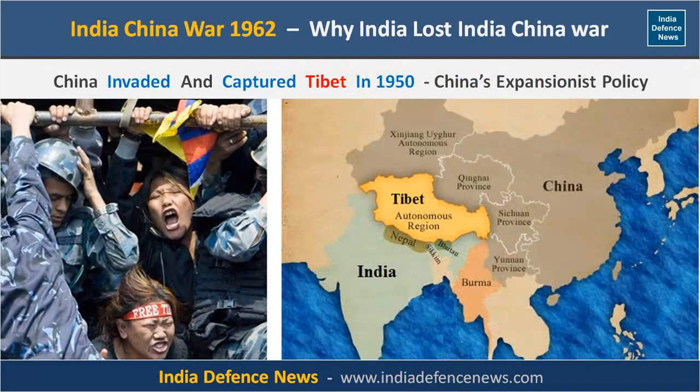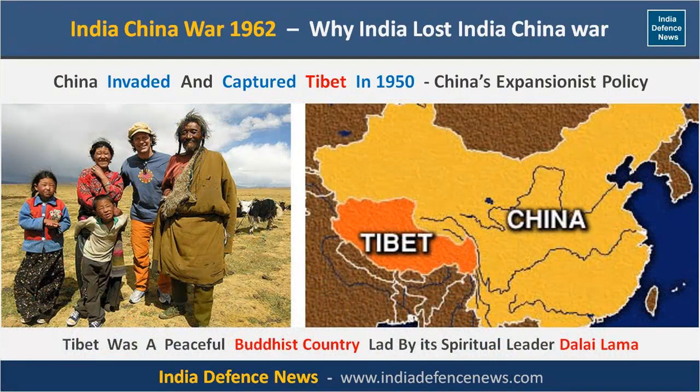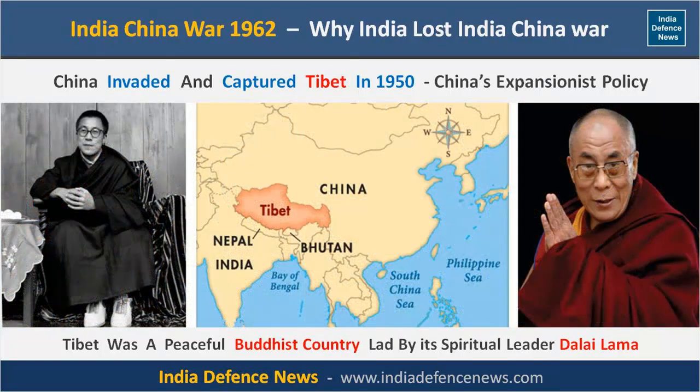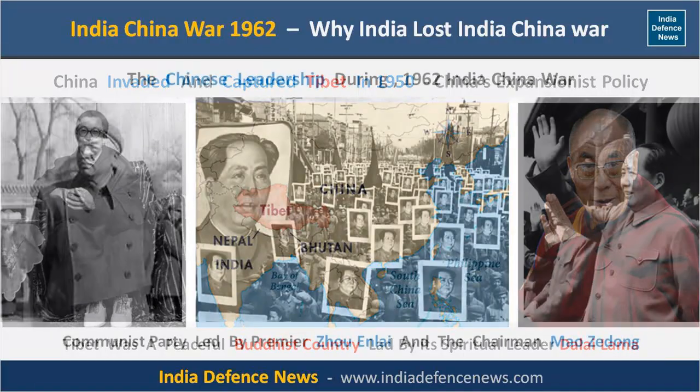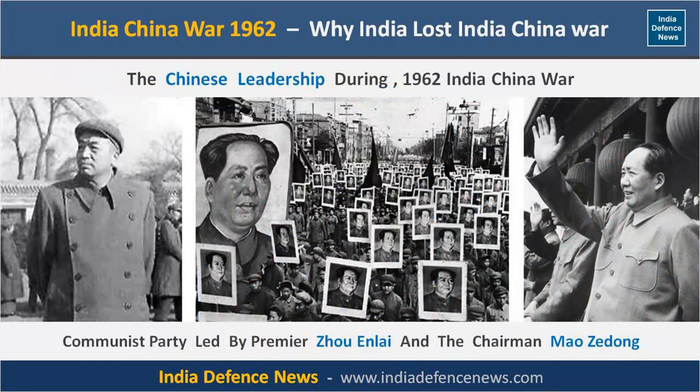However, soon after 1950, in a swift military action, China captured Tibet. Tibet was an independent Buddhist nation in the Himalayas, landlocked between India and China, along the northern front of the Indian border. Tibet was a peaceful Buddhist country and had little contact with the rest of the world. Tibet was ruled by its political and spiritual leader, the Dalai Lama. By now, the Chinese Communist Party had firmly established itself under the leadership of the Chinese government, led by Communist Party Chairman Mao Zedong and the Premier, Zhou Enlai.